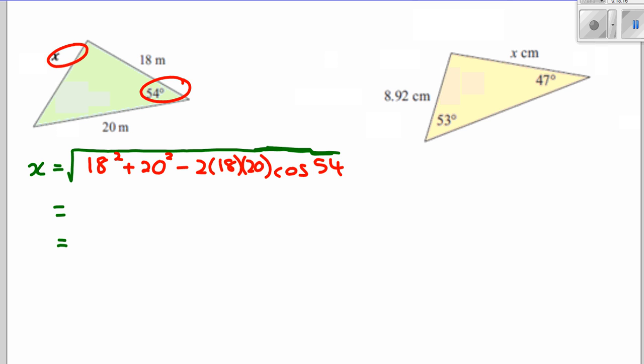Yeah, so anyone need to borrow a calculator? You all got a calculator? Anyone want to borrow? Yep. Okay. I've already done it.